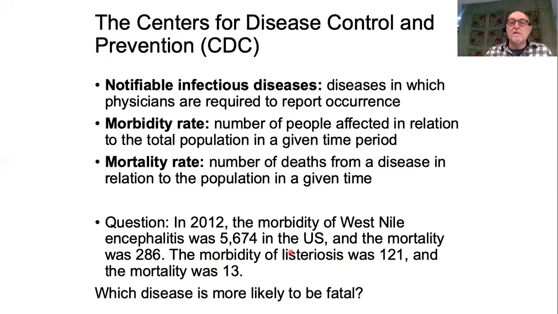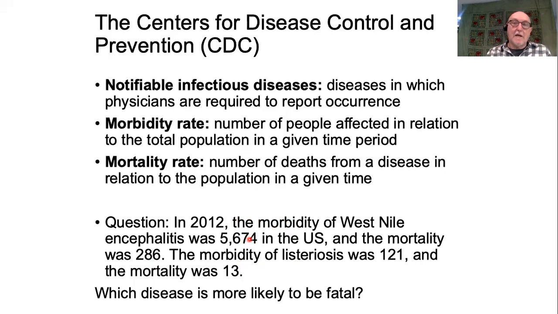which of these two diseases does it seem would be more likely to be fatal? Well, West Nile produced 286 fatalities. Listeriosis was only 13. So on the face of it, it looks like West Nile encephalitis is more likely, right? But when you work these out as a percentage, you remember, we have to look at the mortality in relationship to the morbidity.